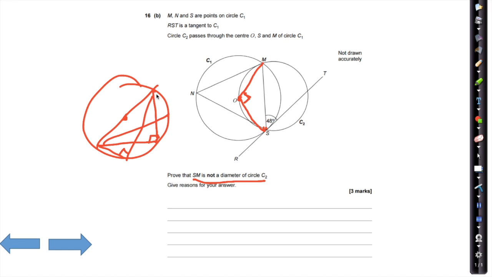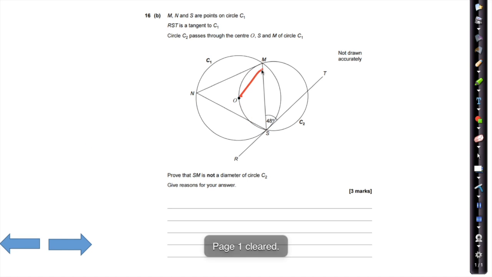I've just done a few examples here, but the point is that the diameter there and that point on the circumference is inside a semicircle, therefore this must be 90 degrees. If this is the diameter of circle C2, then this angle here must be 90 degrees. But using our isosceles triangles, working out these two angles, we showed that it was 96 degrees and not 90 degrees. So for clarity, hopefully that makes this question a little bit clearer.